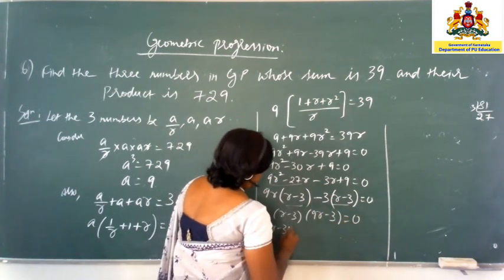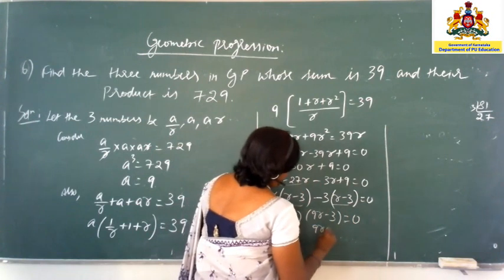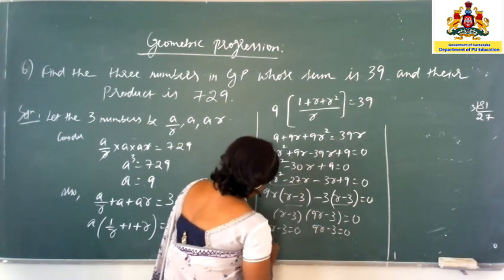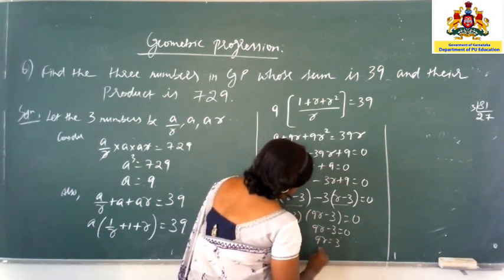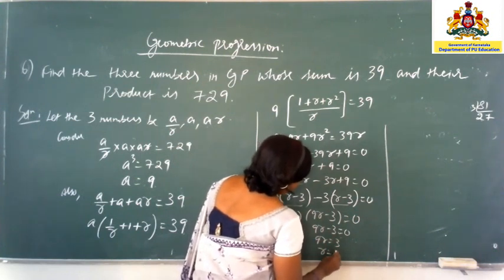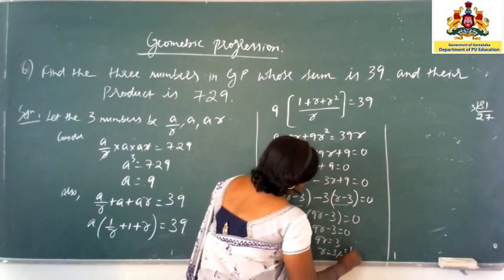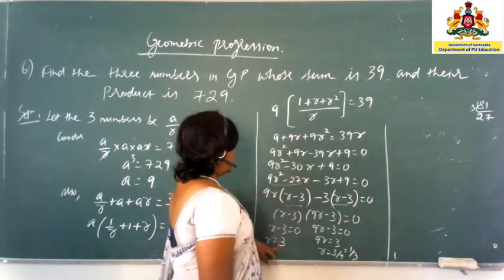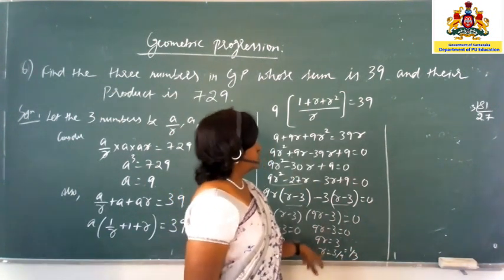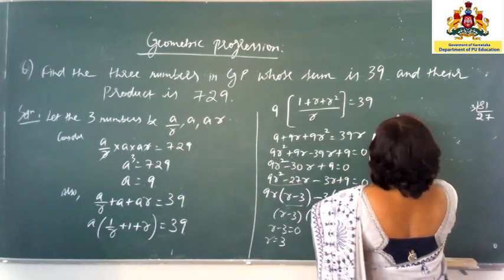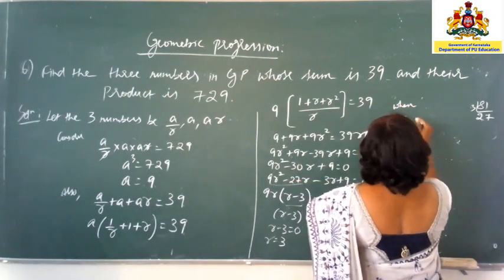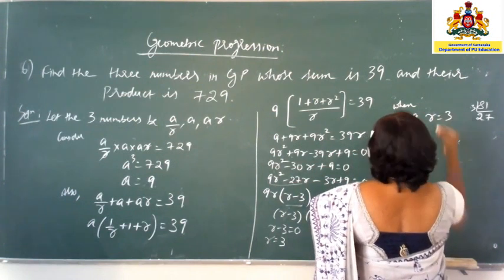So R minus 3 is equal to 0, 9R minus 3 is equal to 0. R is equal to 3 and 9R is equal to 3. So R is equal to 3 by 9, that is equal to 1 by 3. So R is equal to 3 or 1 by 3. So when A is equal to 9, R is equal to 3.